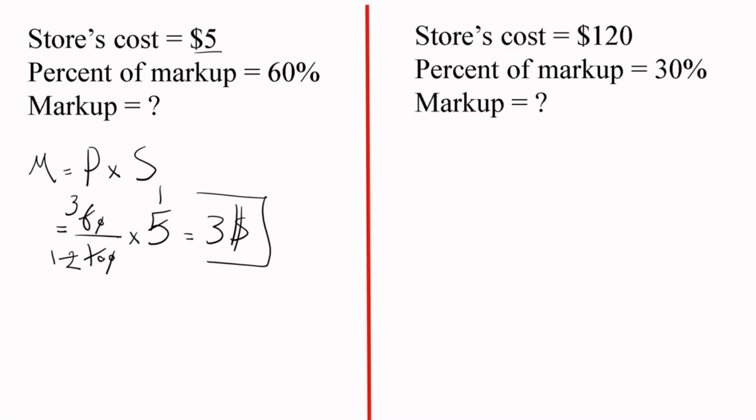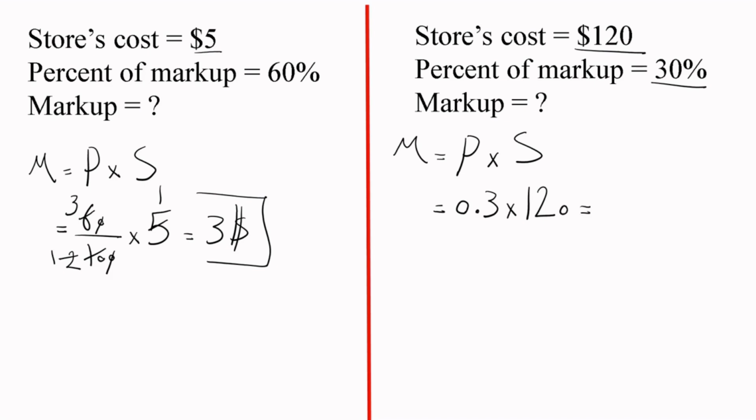In the next example, I have a store's cost, which is $120. I have percent of markup. And the question is asking about markup again. Markup is equal to percent of markup times the store's cost. Do I have percent of markup? Yes, this is 30%, but I'm going to write it as a decimal here. So I'm going to have 0.3, and the source cost is given, which is 120.